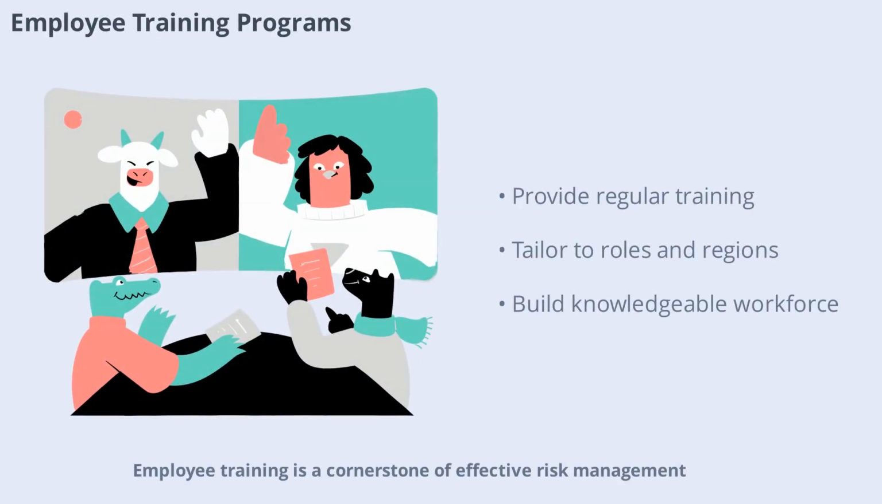Employee training is a cornerstone of effective risk management. Regular training programs ensure that staff understand policies, recognize risks, and know how to respond. Tailoring training to different roles and regions enhances relevance and impact. Investing in ongoing education builds a knowledgeable workforce that can identify and address risks proactively.